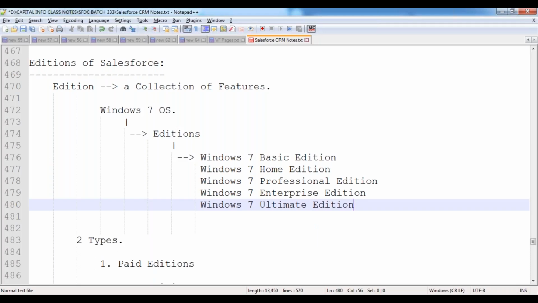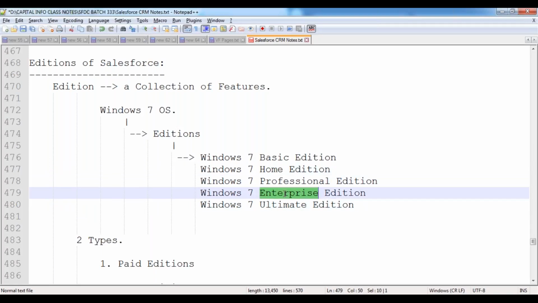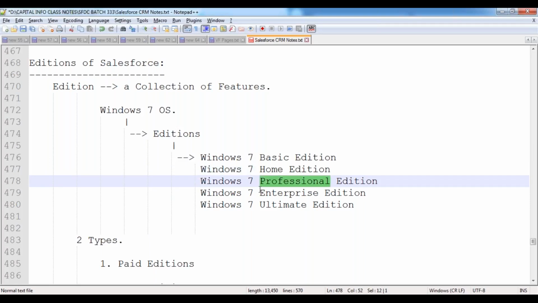Everybody uses Windows 7 on their personal PCs, whether desktop or laptop. As part of this Windows 7, we have so many editions available. Basic Edition provides fewer features, Home Edition provides some more additional features, Professional has some more advanced features, then Enterprise more advanced, and Ultimate gives you the most features. Like that, we have editions not only in Salesforce but everywhere. Whatever software is available in our real world, all of it has various editions.